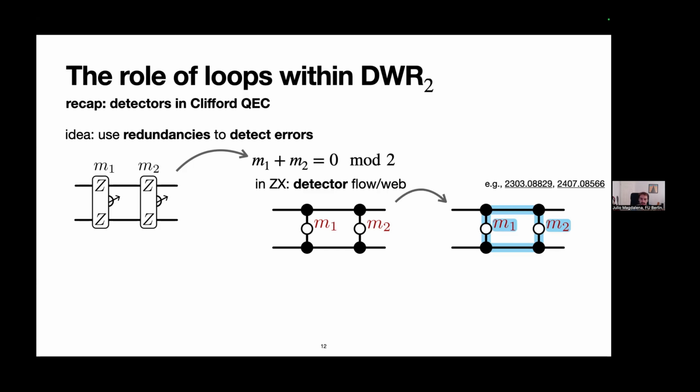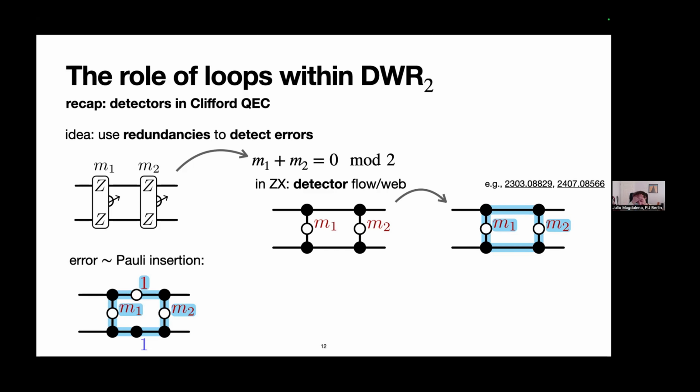It's not too important what these rules are, but then you end up with some colorings that look like this on the right-hand side. And you end up highlighting a set of edges and measurements, and the measurements that are highlighted have to sum up to 0 mod 2. Now, how do we use this to detect errors?